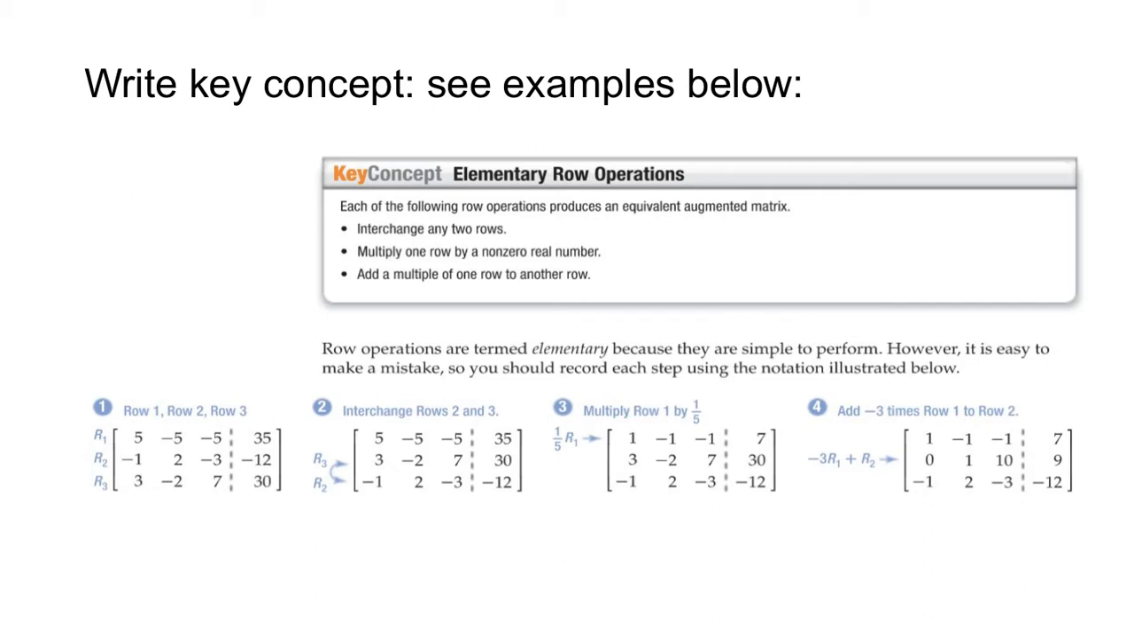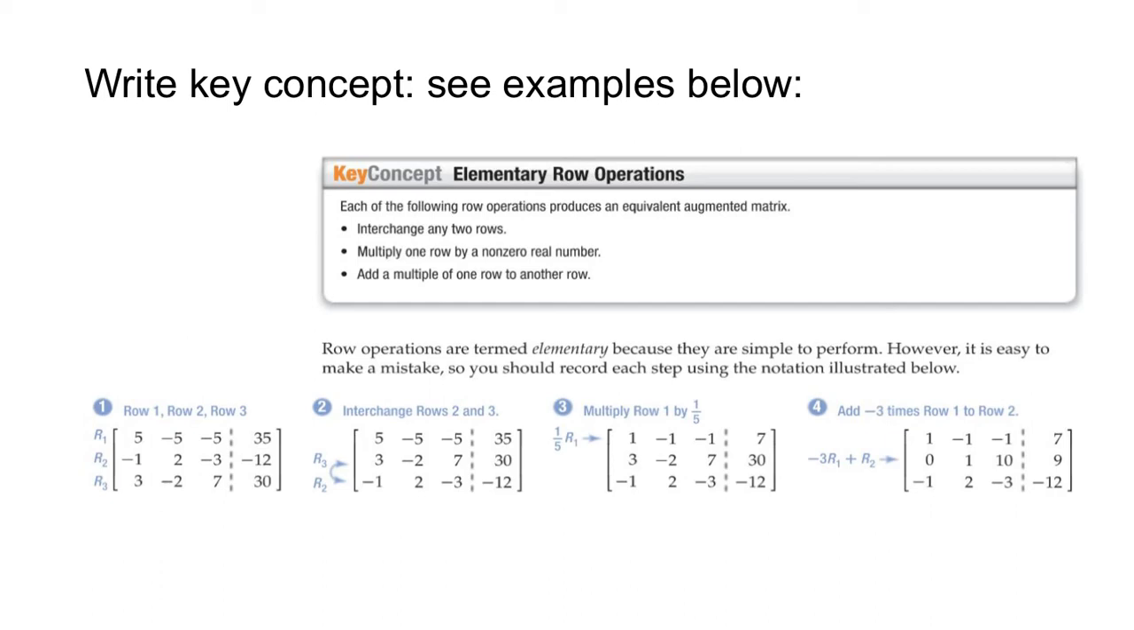These elementary row operations, you can interchange them. You can multiply one by a number. You can stretch it or shrink it basically, and then you can add two together. So if you see, it says they're termed as elementary because they are simple to do. However, it's easy to make mistakes, so you need to record each step.